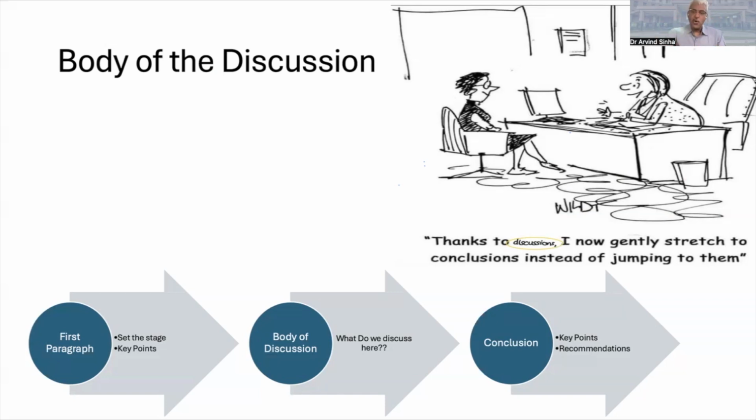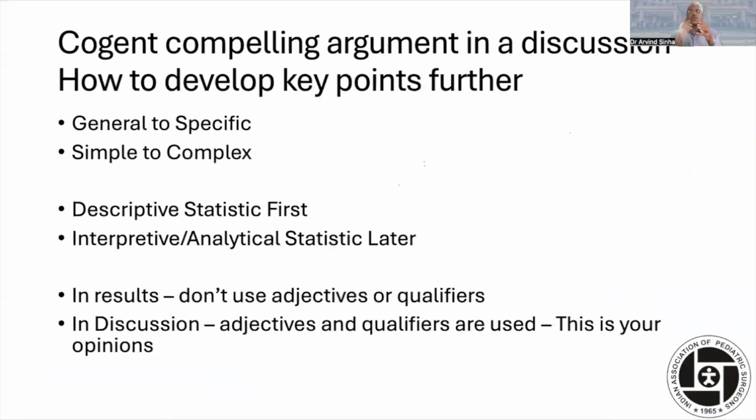Those are discussed in the body of the discussion. So which key point to develop first, which key point to develop subsequently, right? The general rule of thumb is more general to specific, simple to complex. The descriptive statistics will be discussed first, the interpretive statistics later, right?